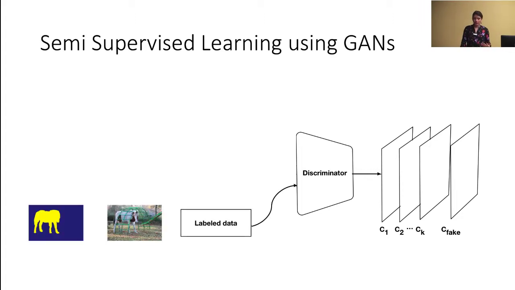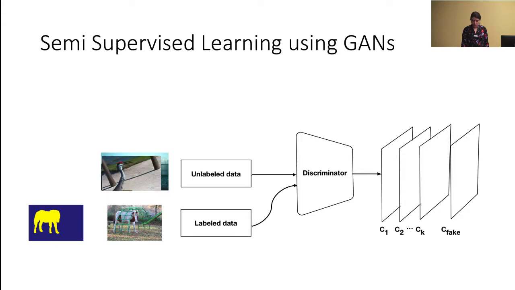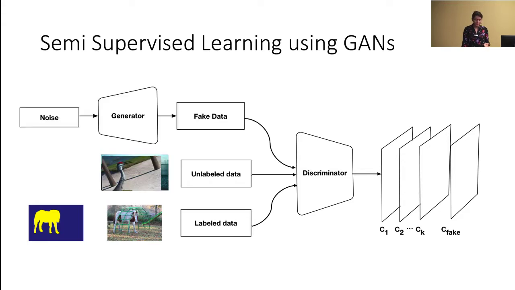So the standard way to do semantic segmentation using a fully convolutional network is to use the labeled data and go through this network and get those probability maps. But we add unlabeled data as well as fake data that is generated by a generator.